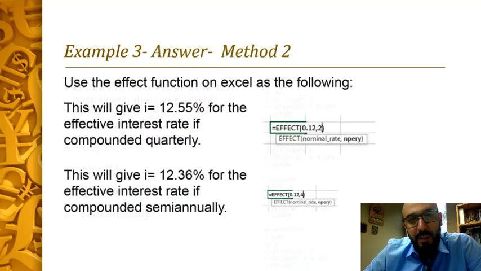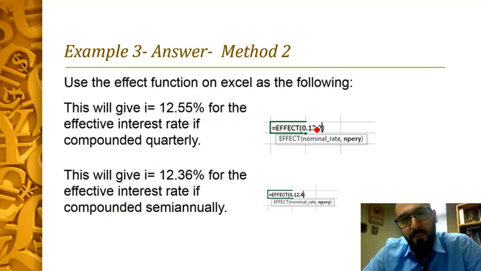And also you could use the interest rate, and so you could type equal on Excel, as you see in this screenshot, equal EFFECT open parenthesis 12%, comma 2, and this is the number of periods, and that would give you the 12.55. Or you could do equal EFFECT open parenthesis 12%, comma 4.